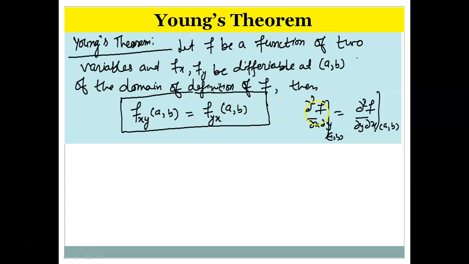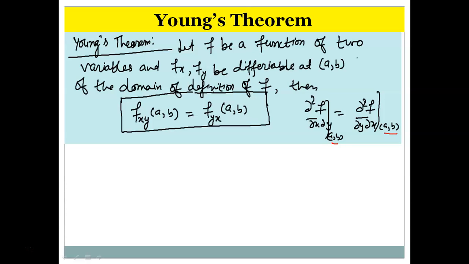That means if you change the order in the second order partial derivative, the value of this derivative is equal at a certain point (a, b), provided the condition is satisfied. What is the condition? The first order partial derivatives of f with respect to x and with respect to y must be differentiable at point (a, b) of the domain of definition. So this is the statement of Young's theorem.